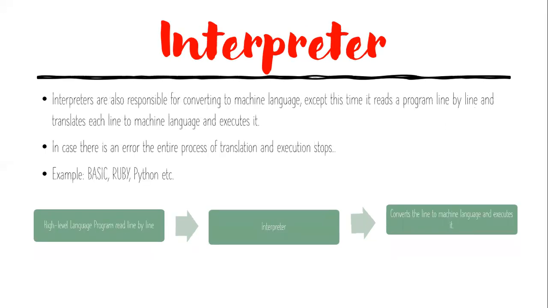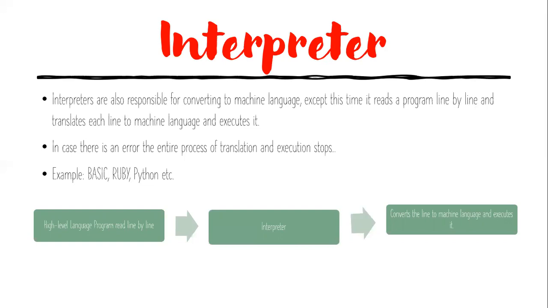Next, interpreters. Interpreters are also used to convert the given program into a machine language. But while compilers read the whole program at a time, here it reads the program line by line and translates each line of the program into machine language. If there are any errors in that process, it stops the execution there itself. For example, Python, Basic, Ruby, these are the languages in which interpreters are used. Okay, children.